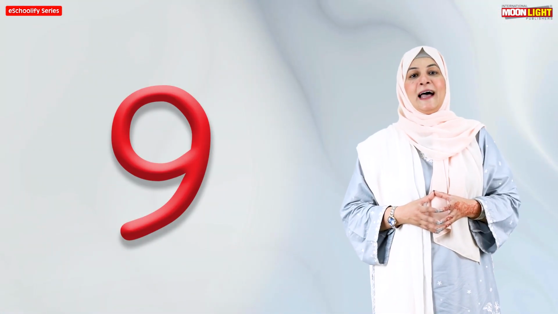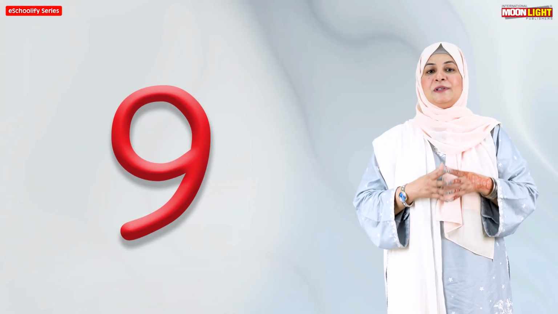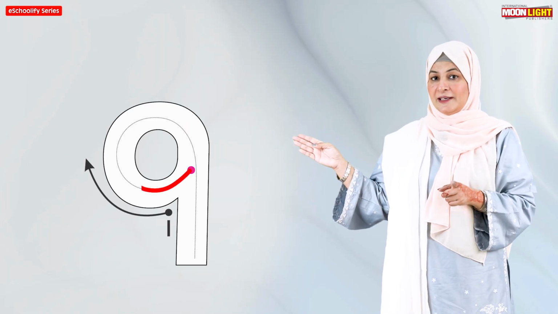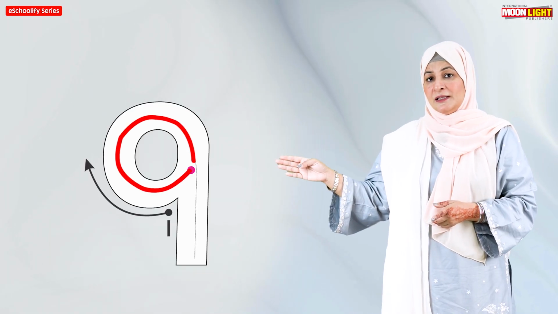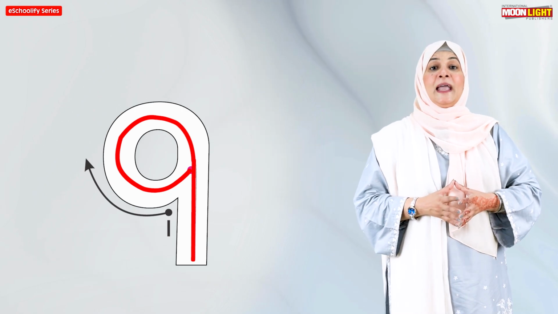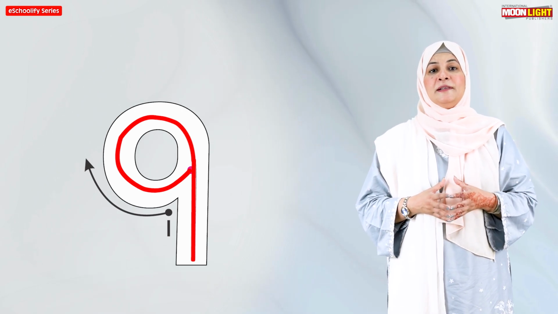Okay, after that, now your students are able to count the objects. We will teach them how to trace number 9. Start from the red dot, make a semicircle, go up, come straight down. It will make number 9.